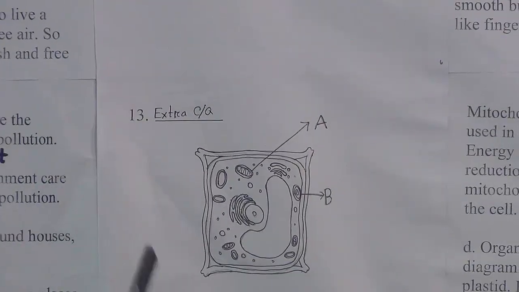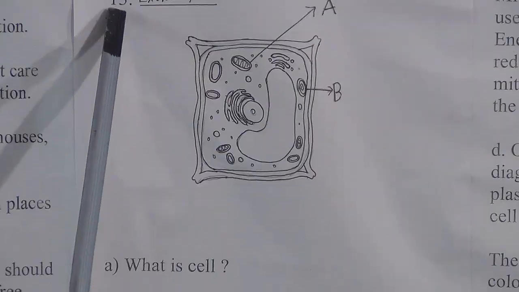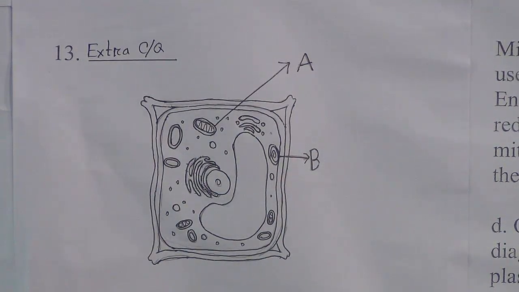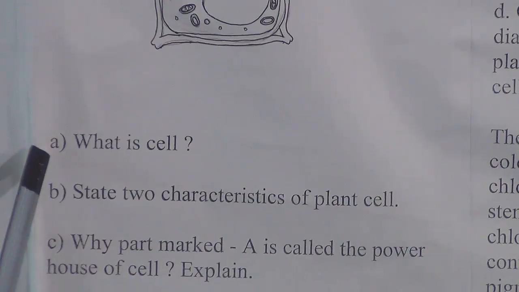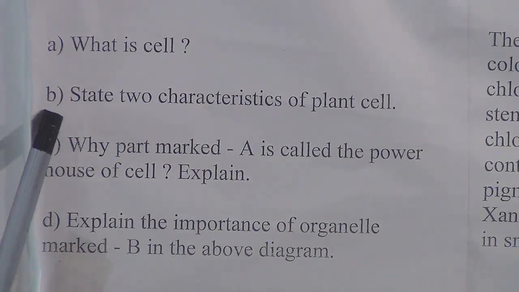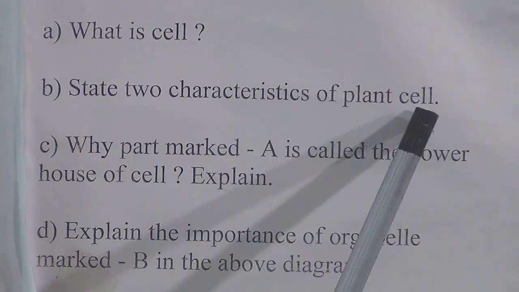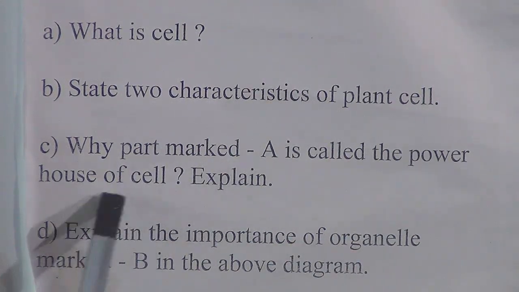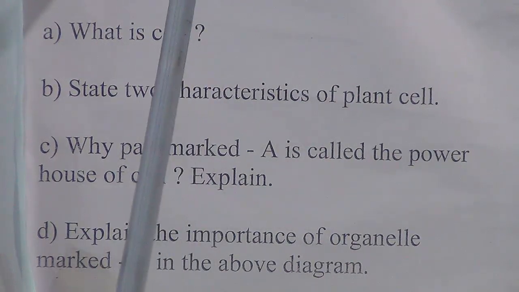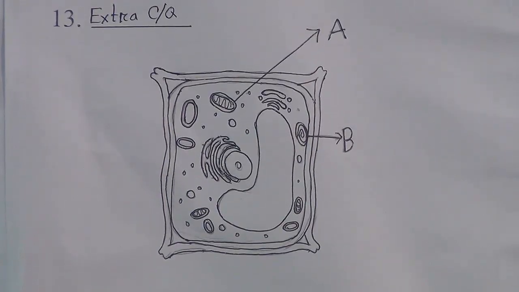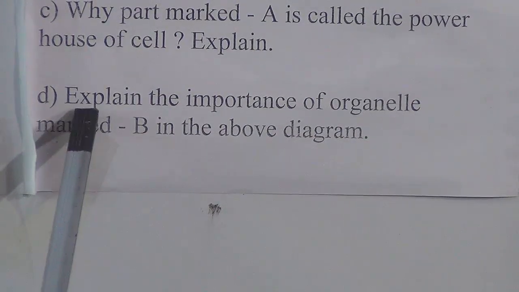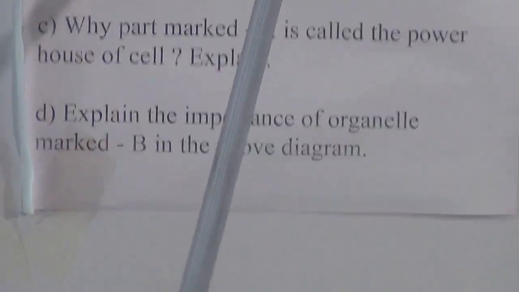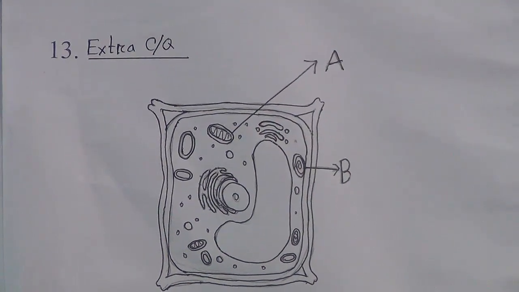Now the extra CQ, this is the extra CQ based on your suggestion. This is question number 13 and you can see here is a stem. This is a cell. Now question A is what is a cell, and B is state two characteristics of a plant cell, and C is why part marked A is called the powerhouse of the cell. Explain. That means this part. Now D, explain the importance of organelle marked B in the above diagram. That means this part.